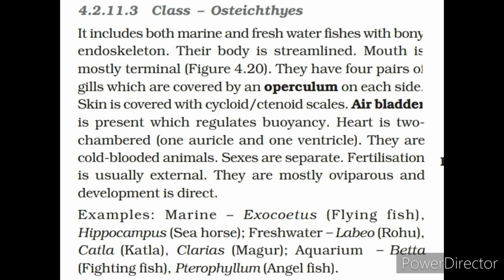Heart is two-chambered, one auricle and one ventricle. They are cold-blooded animals. Sexes are separate. Fertilization is usually external. They are mostly oviparous and development is direct. Examples: marine, Exocoetus, flying fish, Hippocampus, seahorse; freshwater, Labeo, rohu, Catla, katla, Clarias, magur; aquarium, Betta, fighting fish, Pterophyllum, angel fish.